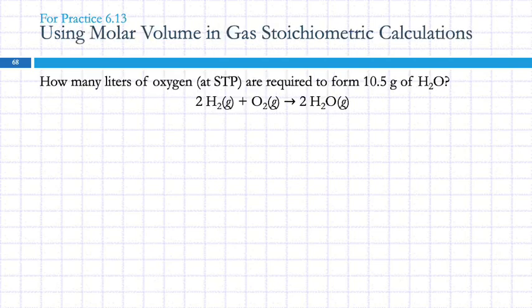So let's look at one where we can use the molar volume. This one says how many liters of oxygen at STP, that's nice, are required to form 10.5 grams of water. So 10.5 grams of water, and then the question is liters of oxygen. So I'm going to write 10.5 grams under H2O, and question mark liters under oxygen.